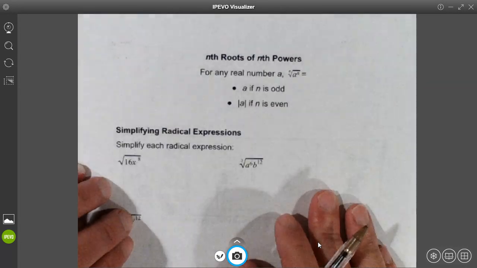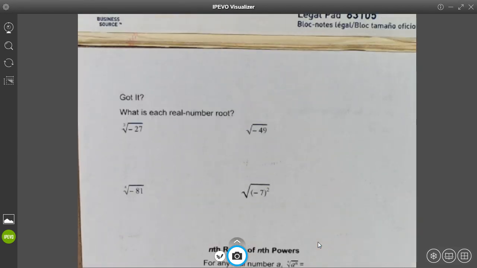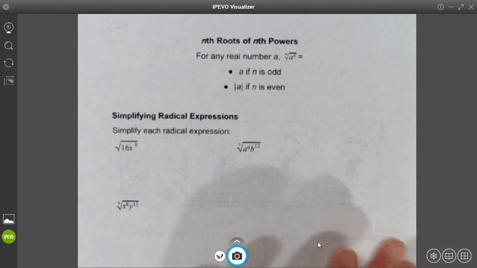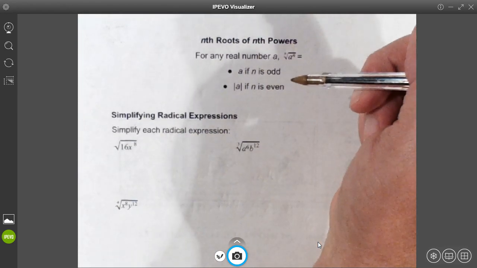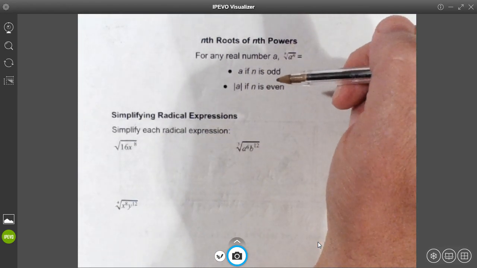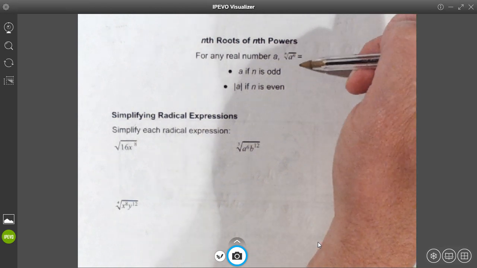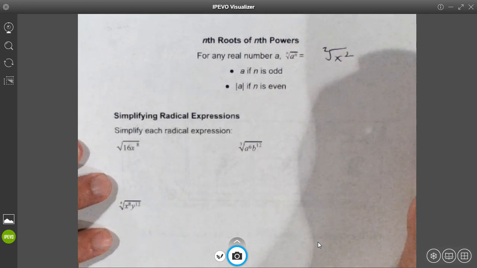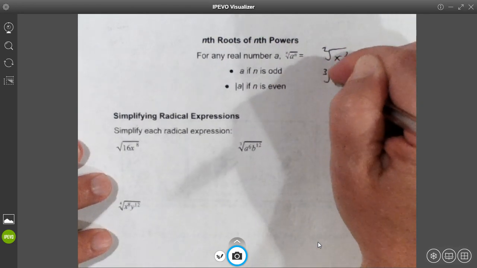Now we're going to skip, these would have been done in class, but since we're not in class, we're going to go down here. So when we talk about the nth root of nth powers, what is the nth root of a to the n power? In other words, what is the square root of x squared? What is the cube root of x cubed?